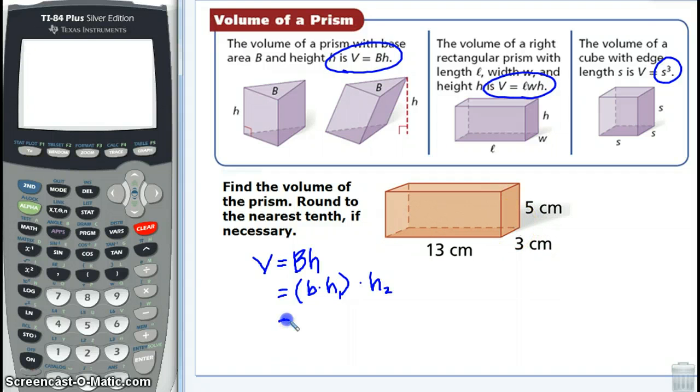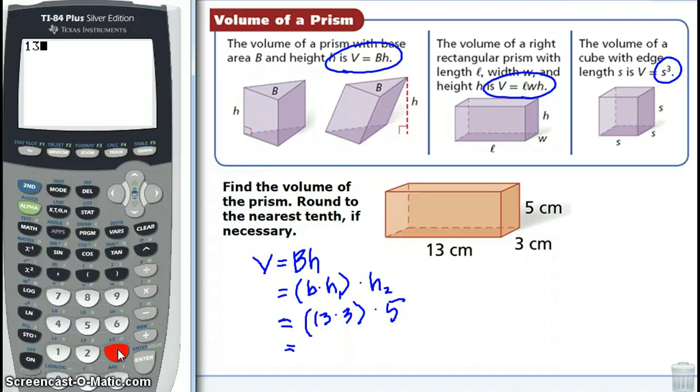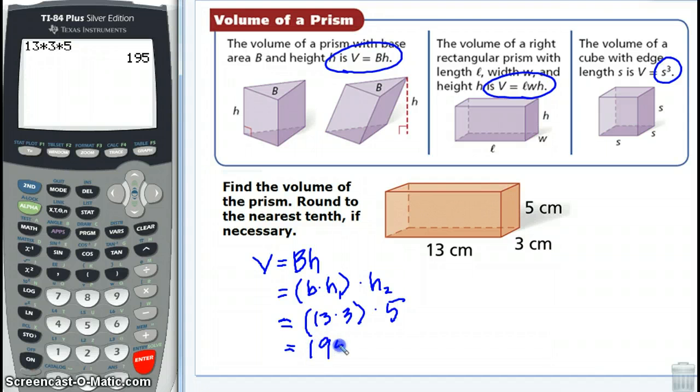So let's go ahead and plug in here. The base has the shape of a rectangle with dimensions 13 times 3. Then we're going to multiply that times the height of the prism, which is 5. I don't think I have any special ways of multiplying this in my head, 39 times 5, so I'm just going to go ahead and do it over here. 13 times 3 times 5, and there it is, 195. These are centimeters, and with volume, it's cubed, just like that.